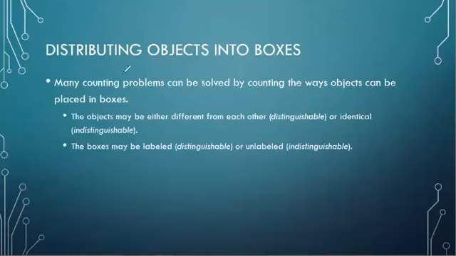Now the next topic is distributing objects into boxes. Whenever we are distributing objects into boxes, there will be 4 different types of distribution. Many counting problems can be solved by counting the ways objects can be placed into boxes. The 4 different cases can be classified as follows, and we will solve a problem for each case.